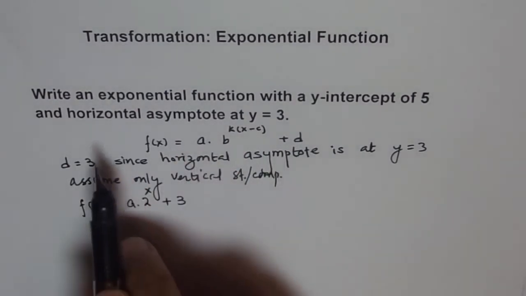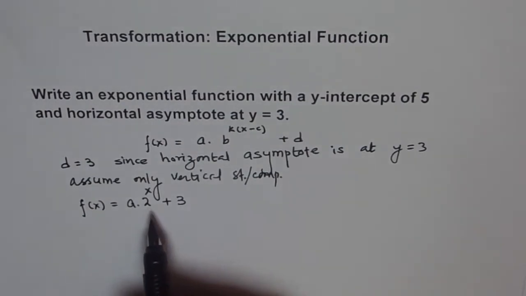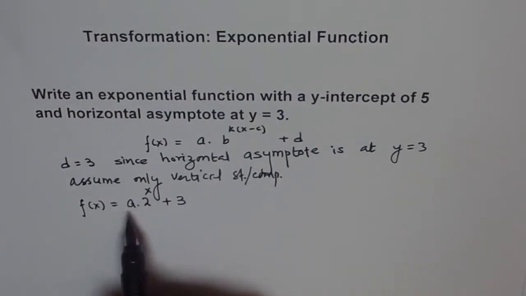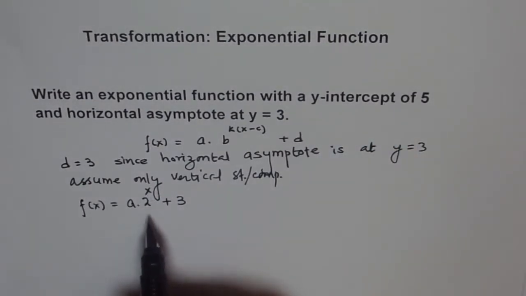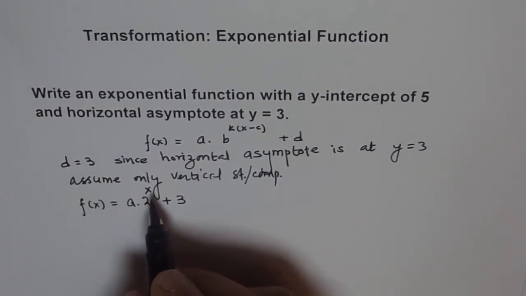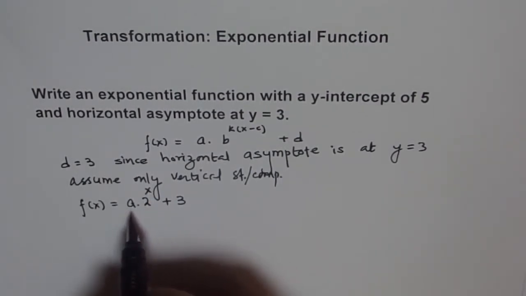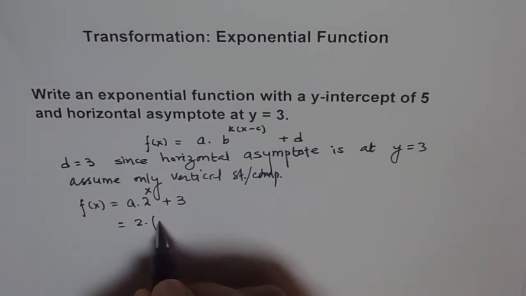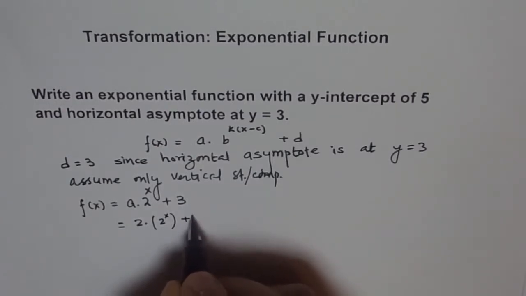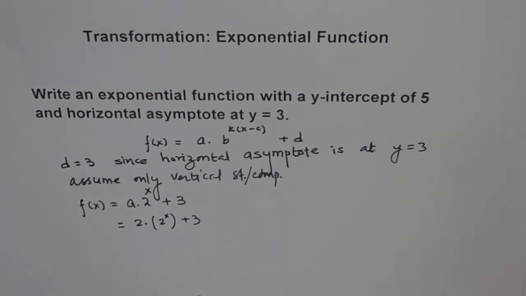This will give us a horizontal asymptote of 3, and we have assumed the base as 2. So we have 2 to the power of x times a. To get a y-intercept of 5, note that the y-intercept is at x equals 0, and anything to the power of 0 is just 1. To get 5, this number should be 2, so a should be 2. So we come up with 2 times 2 to the power of x, where for clarity I'm writing this 2 in brackets, plus 3. So this satisfies our condition. This is one solution and it works very well for us.